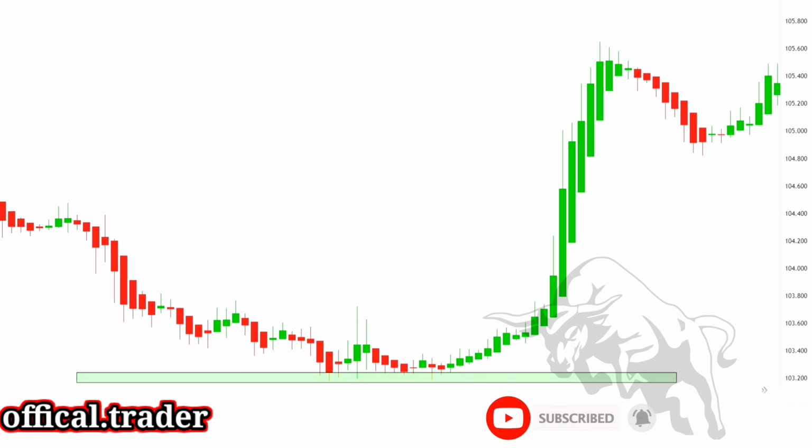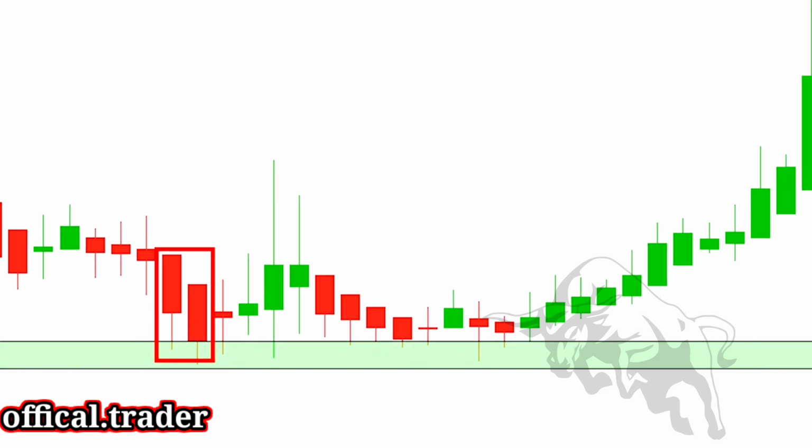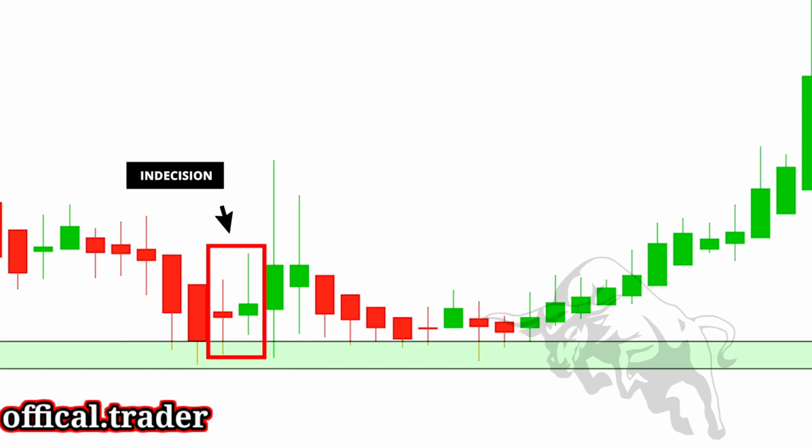Here we have a market that is moving down into a level of strong support. We touch this level for the first time here on these two red candles. Next, we see two smaller candles with wicks at either end. Now remember from earlier in the video, this shows indecision in the market. So we're going to wait for a strong bullish signal before we enter the trade.